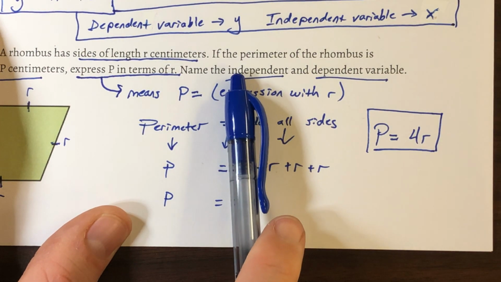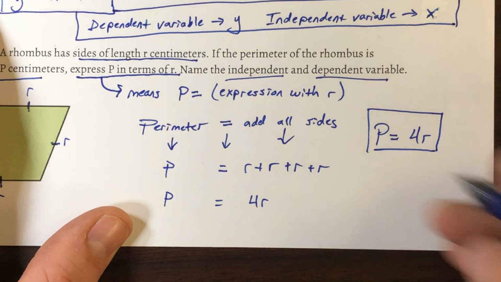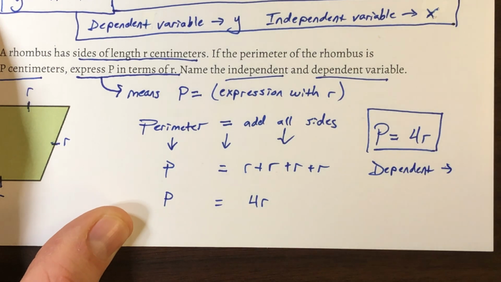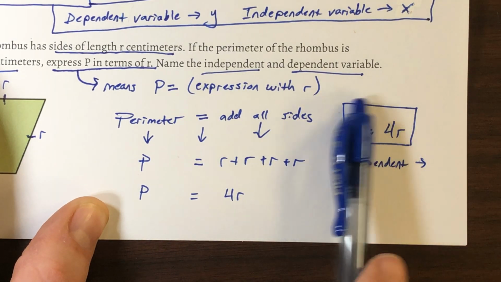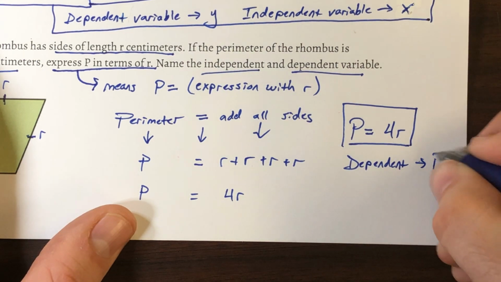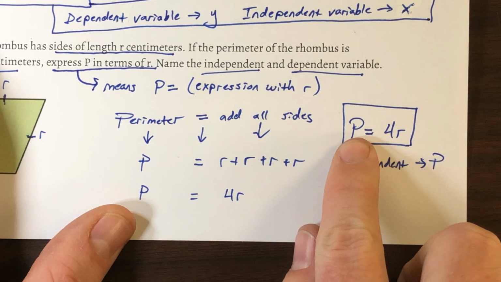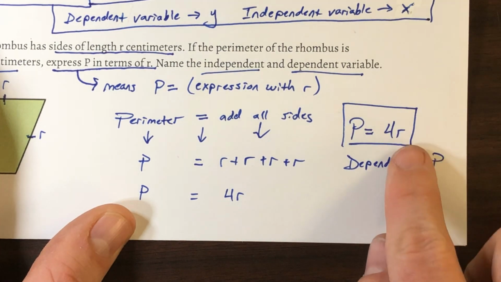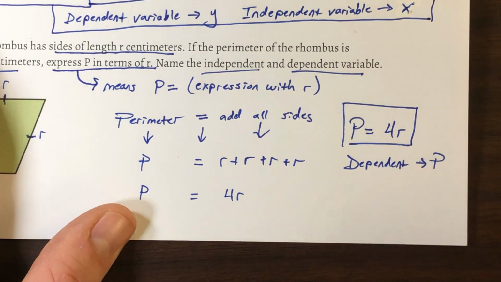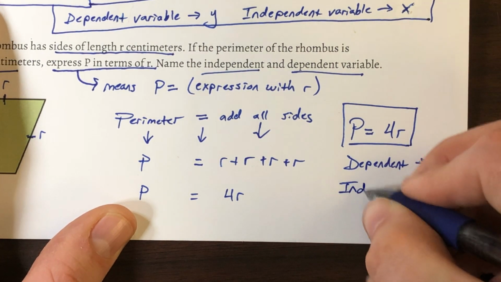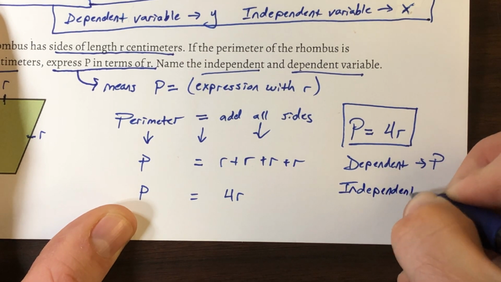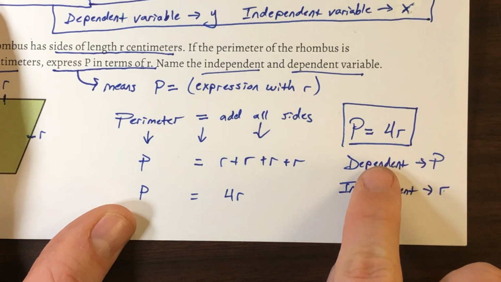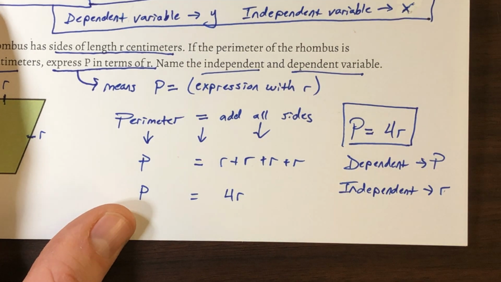Okay, we still have to name the independent and dependent variables according to the question. So, dependent variable. Dependent variable is going to be the variable by itself, in this situation, capital P. So, the perimeter, which is what P stands for in this situation, depends on the side length, which is R. So that's going to be our independent variable, R. Not 4R. 4 is not a variable. Variables are letters. So dependent, independent variables, you're looking for your letters.